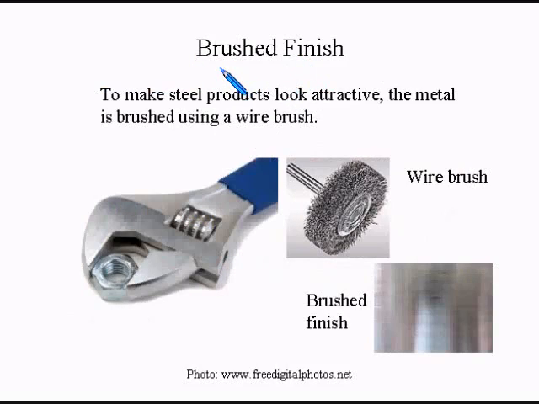Brushed finish. To make steel products look attractive, the metal is brushed using a wire brush. So here's a wire brush, and the wire brush just goes and it makes this brushed finish so that the products look more attractive.